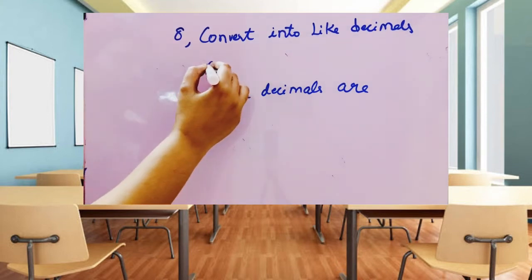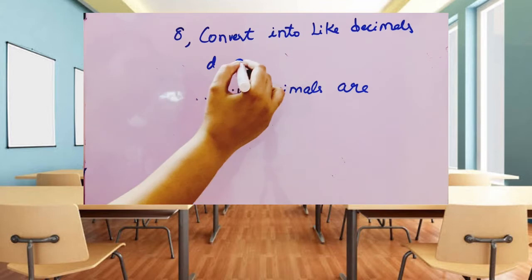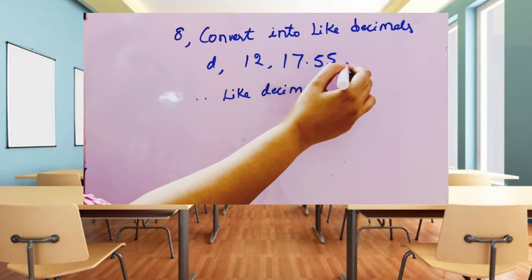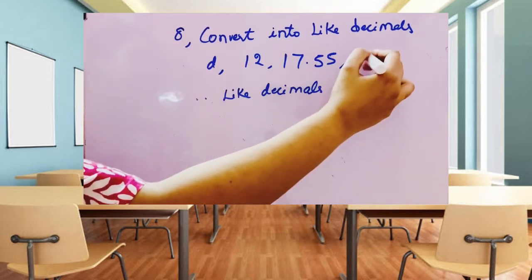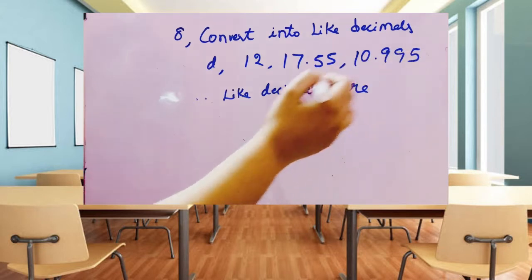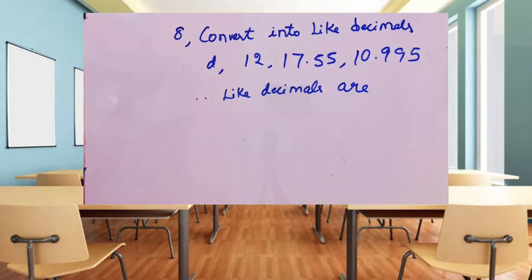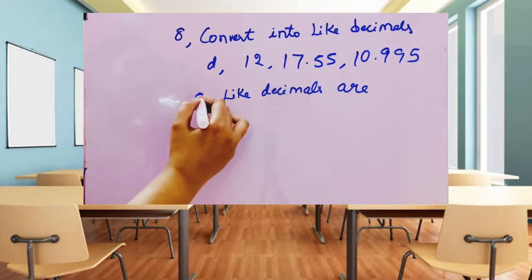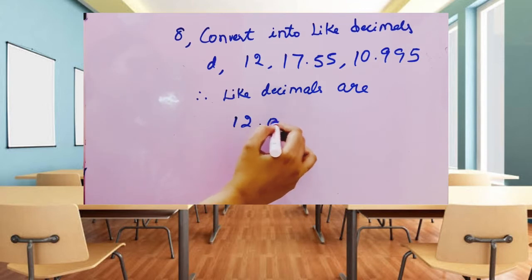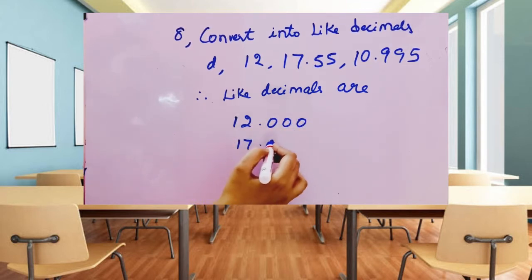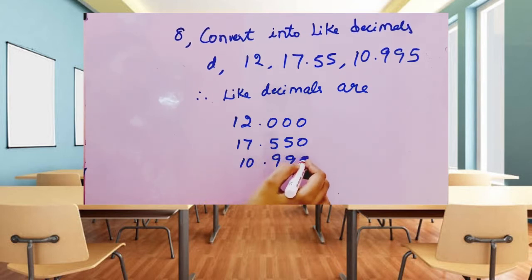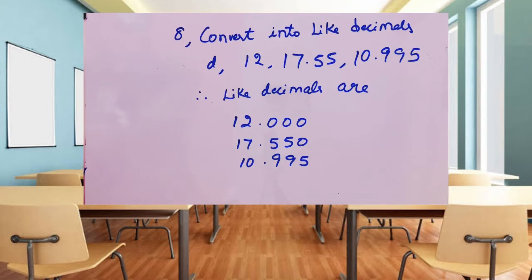D. The question is 12, 17.55, 10.995. Here also we have 3 digits after the decimal point, so we can write the numbers as 12.000, 17.550, 10.995. Okay, now the 8th sum, converting into like decimal, is completed.